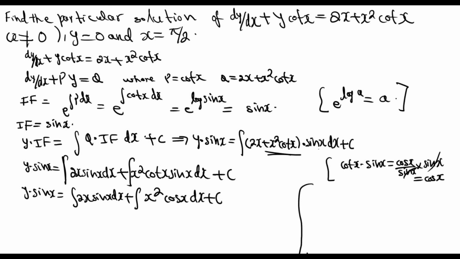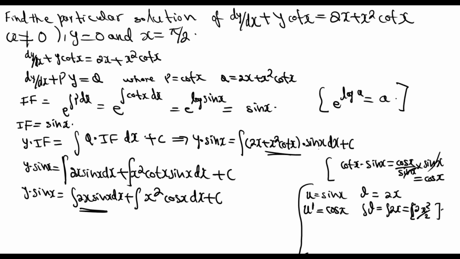Now for the first sum, apply the uv rule. Take u is equal to sin x and v is equal to 2x. Then what is u dash? U dash is equal to cos x, and integration of v is equal to integration of 2x, which is 2x square divided by 2. So its value is equal to x square only. What's the formula? Integration of uv is equal to u into integration of v minus integration of u dash into integration of v into dx.